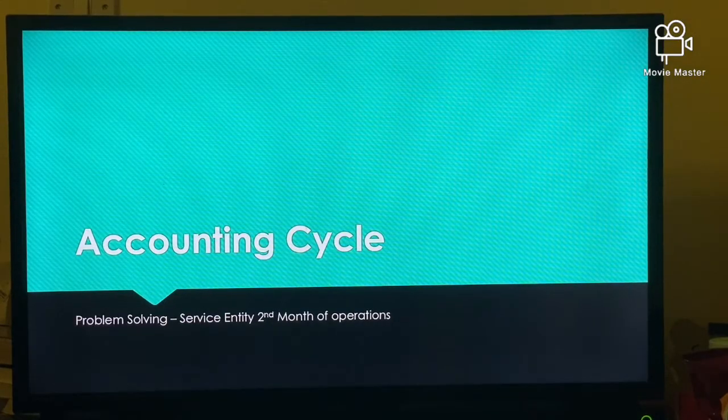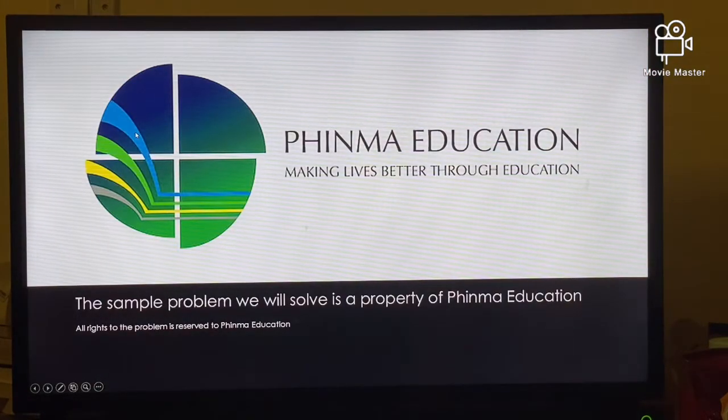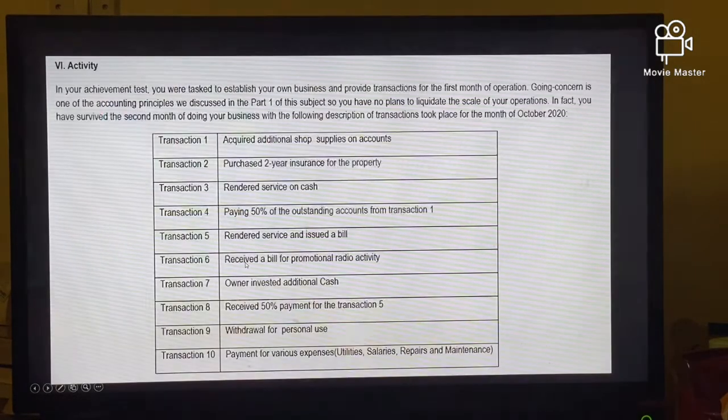Okay, so we're on the third part of our series. We're gonna do adjustments and the adjusted trial balance. As a recap, we are solving a problem from FINMA Education. All rights to the problem are reserved to FINMA Education.